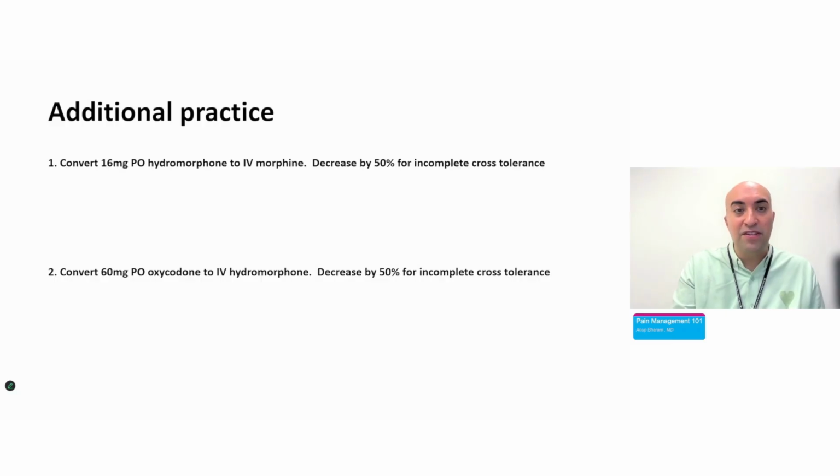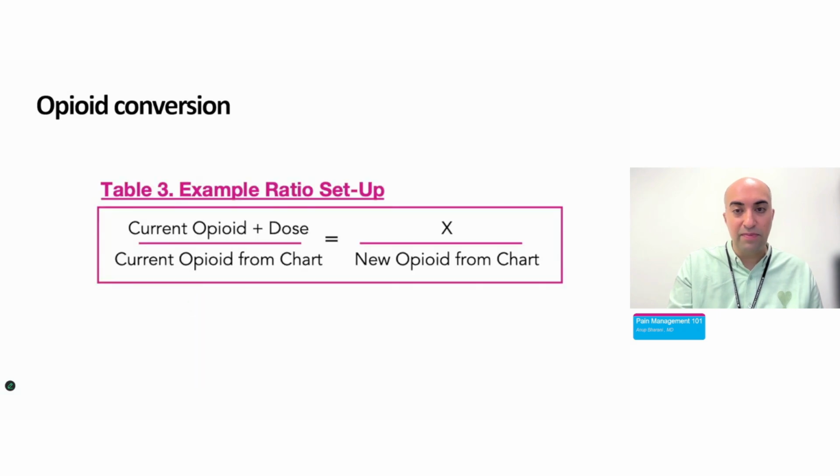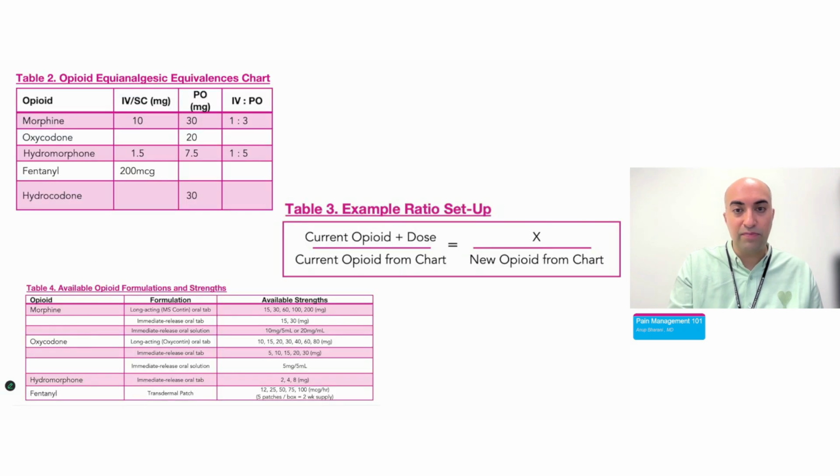So in the final few minutes that we have, we'll do a little bit of additional practice. The first problem that I'm going to give you is I'm going to give you 30 seconds to think about how to convert 16 milligrams of PO dilaudid to IV morphine and decrease by 50%. So I'm going to go back to this chart. And so again, 60 milligrams.